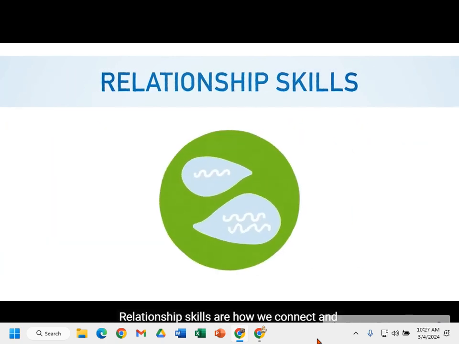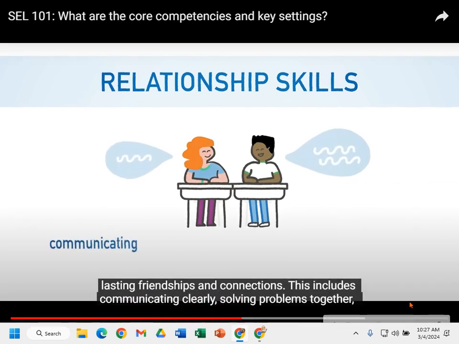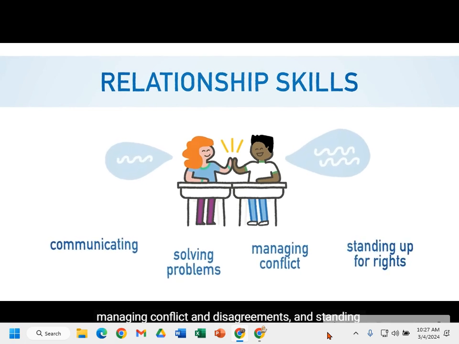Relationship skills are how we connect and engage effectively with others, and how we form lasting friendships and connections. This includes communicating clearly, solving problems together, managing conflict and disagreements, and standing up for ourselves and the rights of others.